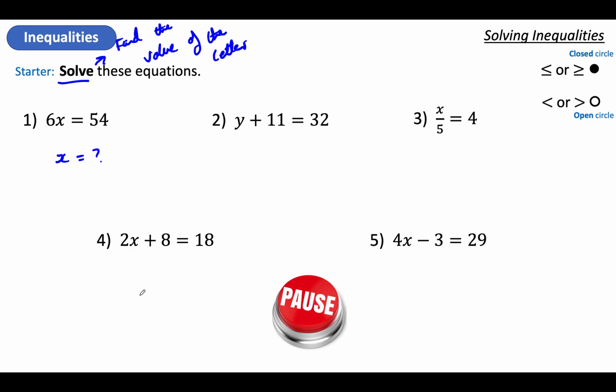Okay, so pause the video. Please have a go at all 5 of these, even if you're not sure. Just have a crack at it, see what you can get, and then unpause when you've done all 5 and written them down with working out and the question.